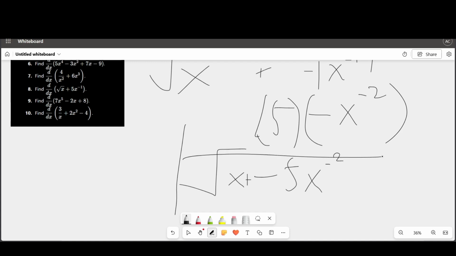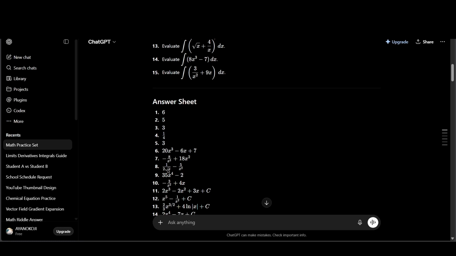Let me just see if my answer is correct. And as always, my answer is not correct. Alright. Fine. Let's try to get an explanation from my good old buddy, ChatGPT. How did you solve problem 8?